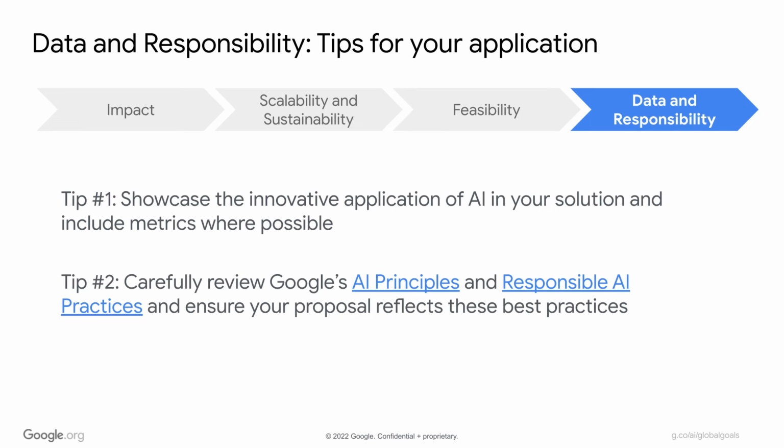Our second tip is to carefully review Google's AI principles and responsible AI practices and ensure your project's use of AI is in alignment with these resources. Consider how your data sets may be biased and how you plan to mitigate these challenges.